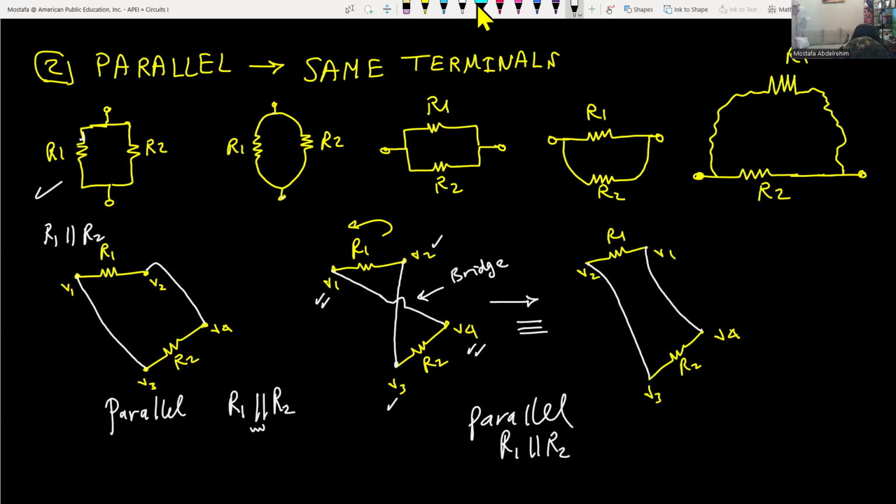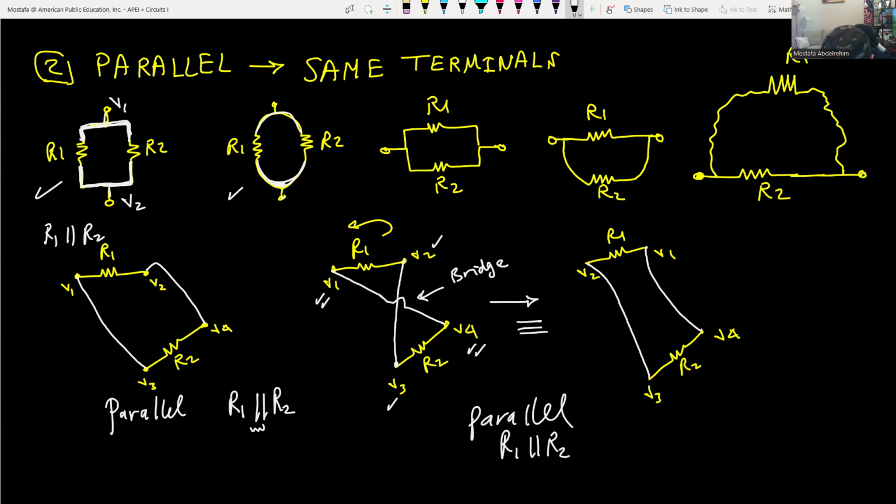Why? The top terminal of R1, this node here, let's call it V1, is the same as the top terminal of R2. The bottom terminal of R1, which is here, is basically the same as the bottom terminal of R2. Let's call it V2. Again, all of this is just one node. This is a short circuit. We elongate it, we draw it like a wire, but it's just a node. And if we change the rectangle shape into a curve like that, it's still the same.